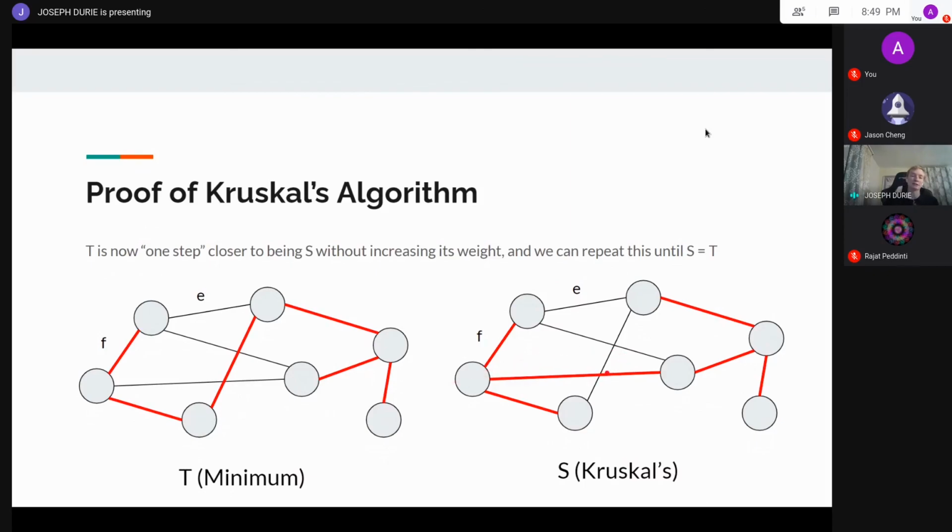So we can now repeat this argument until they're equal, right? Because initially they have at most n-1 edges not in common. But we can repeat this in at most n-1 steps until they're equal, right? Because they're still not equal at this point, because S contains this edge and T contains this edge. But after one more step, we can make them equal. So this was a very long proof.